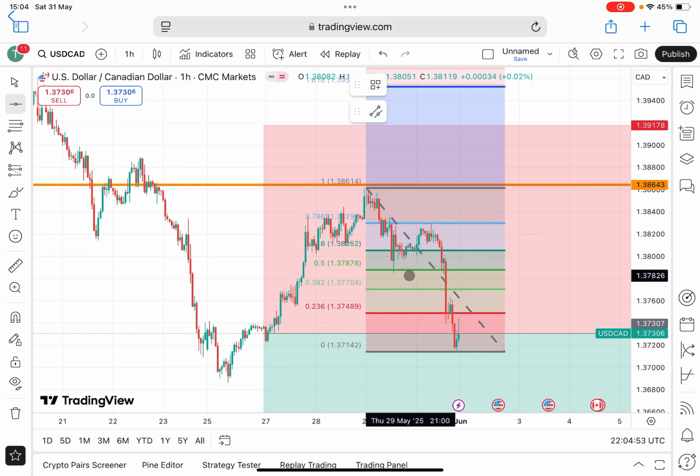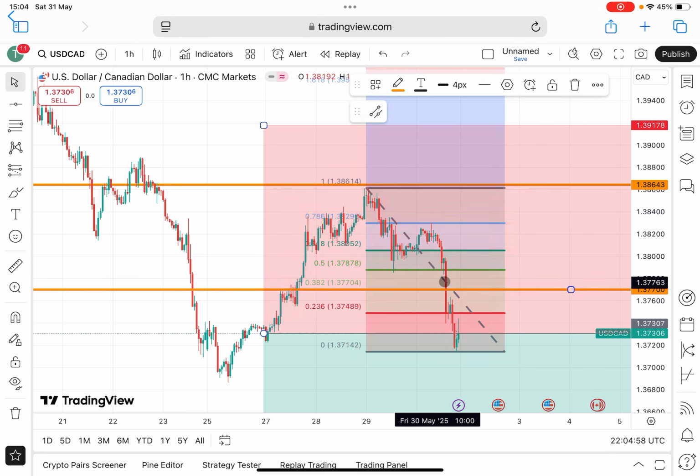Price may come back to retest this 38 level, and I may enter from this level. I may set my sell limit to this level, so that way I'm still getting more discount instead of entering sell immediately. So I may let it come to this level and then continue to sell down.